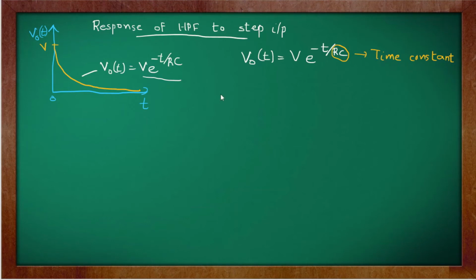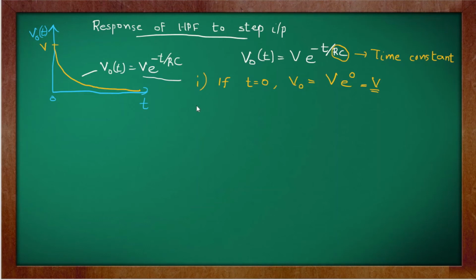Now let us see different cases one by one. Suppose t is equal to 0, what happens? What is V0? V0 is equal to V e raised to 0, that is equal to V. So that is case 1, if t is equal to 0.